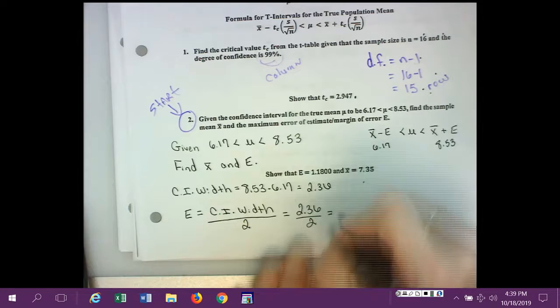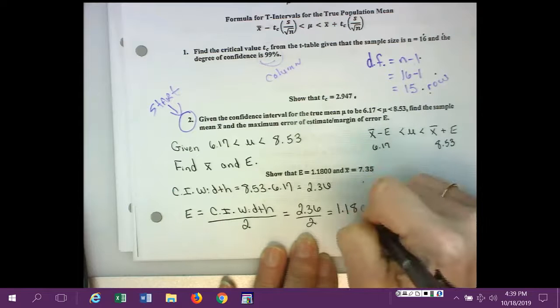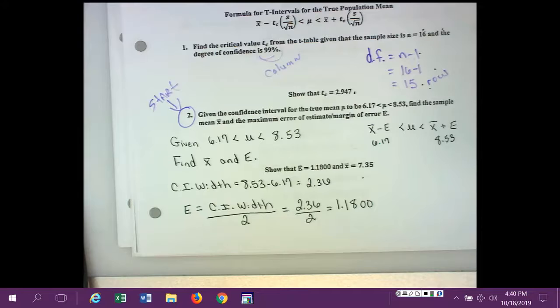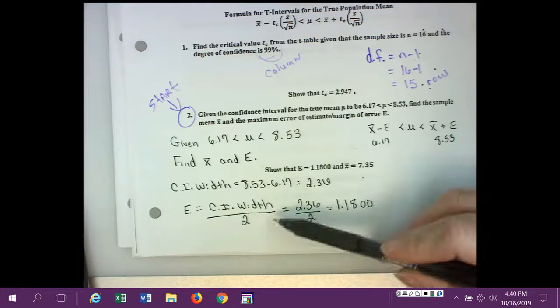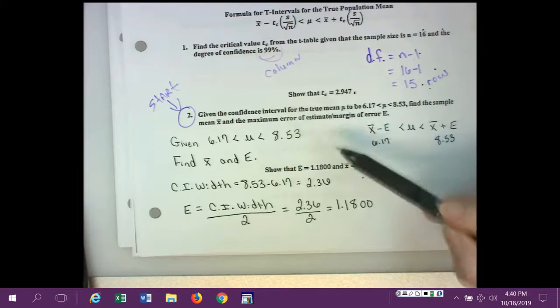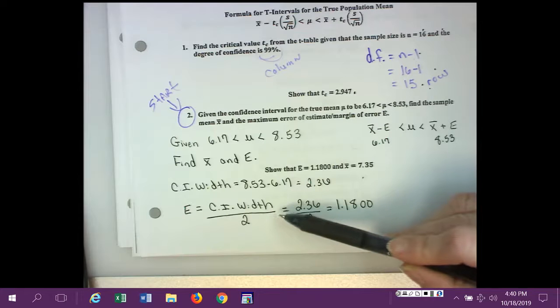1.18 is exact, but because we give E to 4 decimal places, I included 2 additional zeros as placeholders. With a traditional confidence interval problem, I would not wish for you to use this to give me E, the margin of error. With this type of problem, the only way that you can find E is to use this formula.